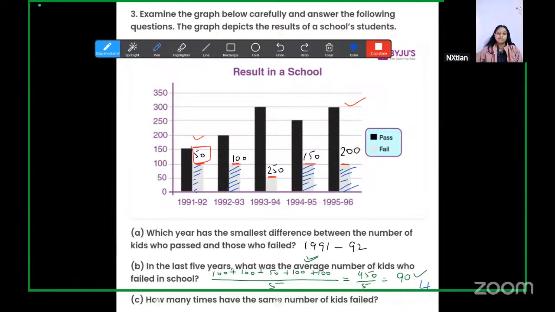Okay ma'am. So that's it for today's class. Tomorrow we'll be meeting and we'll be doing the data, finding out how to represent the data through a pie chart. We'll do pie chart tomorrow.